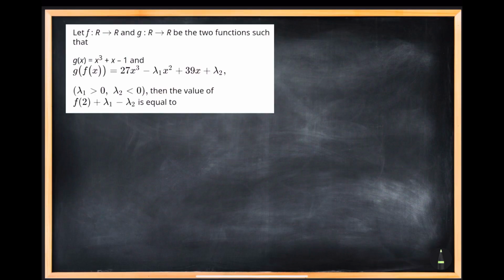So we got this situation to handle. Let f defined from R to R and g defined from R to R be two functions such that g of x is this, g of f of x is this. Then the value of f of 2 plus lambda minus lambda 2 is.